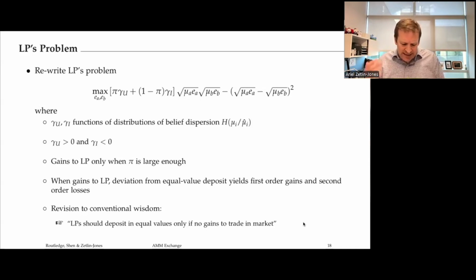So I might revise the conventional wisdom. This is a bit too harsh, I think, so don't take it too seriously. It's a bit quippy, maybe I shouldn't do it, but when do you deposit in equal values? Only if there are no gains to trade in the market. But in that case, the market shouldn't exist and it should shut down.